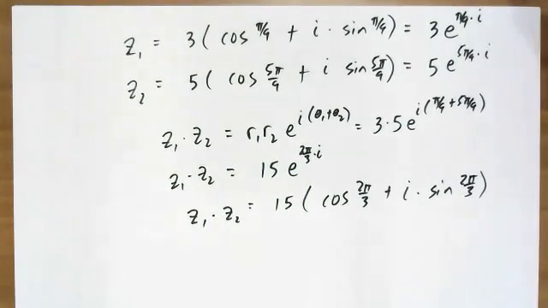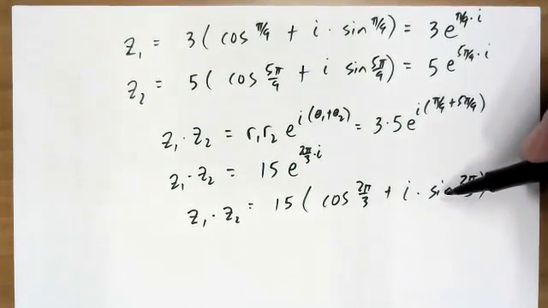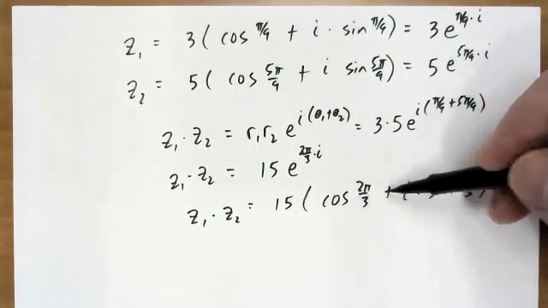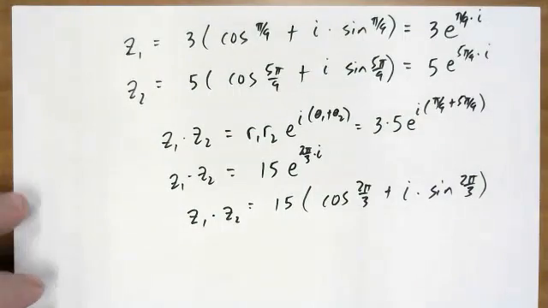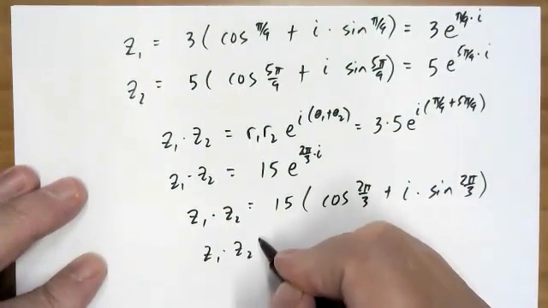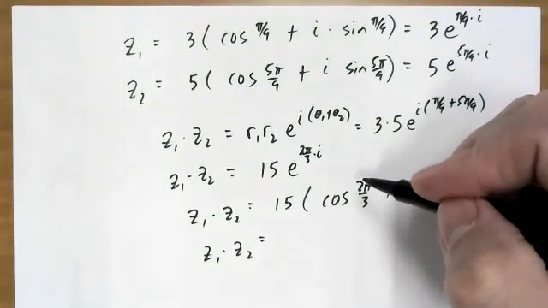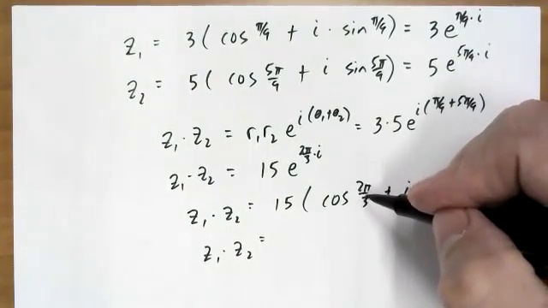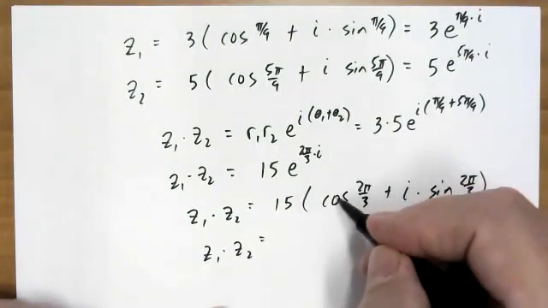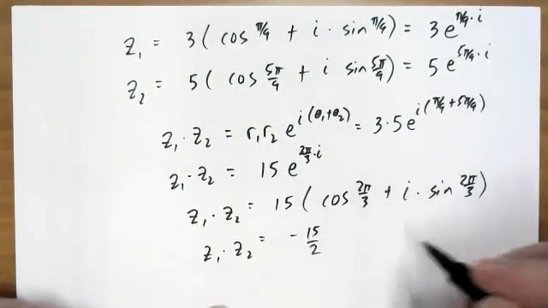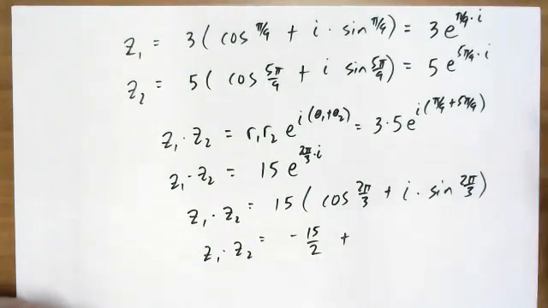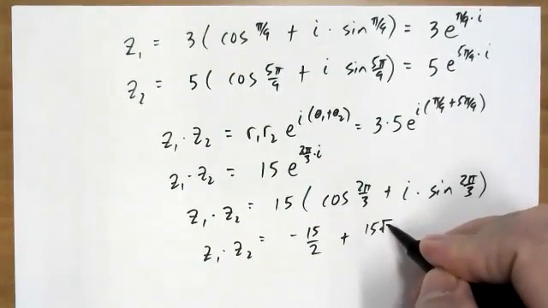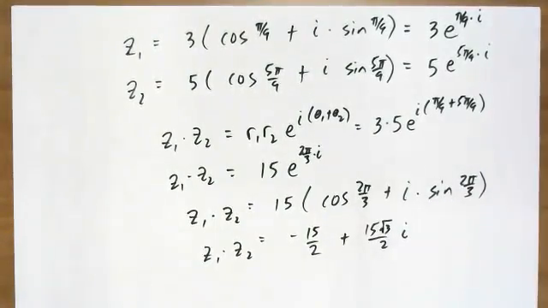And then sometimes, just for fun, they will also ask you to give the answer as a rectangular number. We can do that here, especially because these are special angles, right? Cosine of 2 pi over 3, which is over there in the second quadrant. The cosine is going to be -1/2. So -1/2 times 15 is -15 over 2. The sine of 2 pi over 3 is square root of 3 over 2. So it's going to be 15 square root of 3 over 2 i. So there would be the answer if they wanted it in rectangular form.